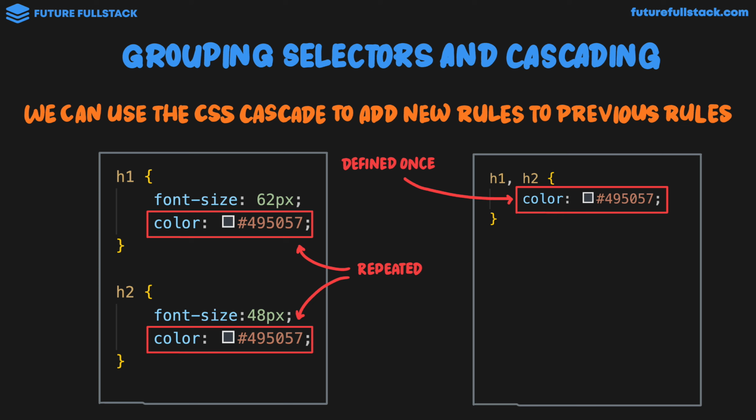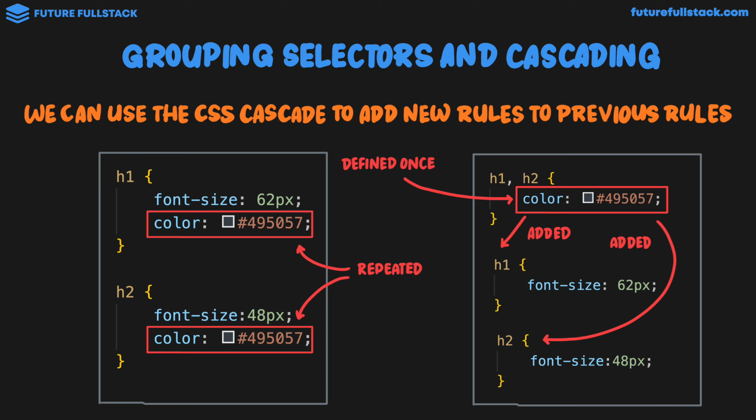We then add in the unique styling. So first, the H1, which has a font size of 62 pixels. And because of the nature of the cascade, this gray color is added to the H1. And we can do the same thing for the H2. We define the unique value for the font size. And again, because of the nature of the cascade, the gray color is effectively added to this H2. So we're using the cascade to our advantage here. We're adding new rules to previous rules. So the combination of grouping selectors and effectively using the cascade helps us write much cleaner and concise CSS.